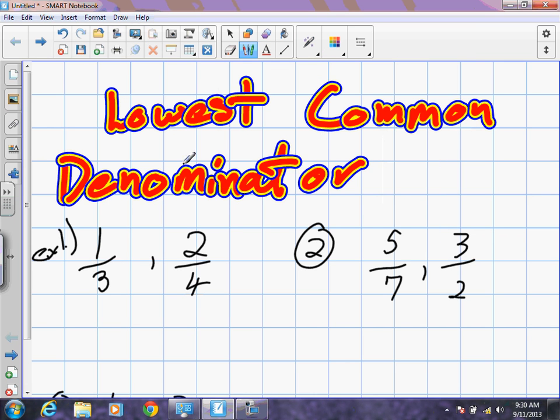We're going to go over lowest common denominators. Okay? And denominator is referring to the bottom of a fraction. The top of the fraction is called the numerator. But as a skill for adding and subtracting, we need to know how to find a common denominator. Now, technically, to add and subtract, it does not have to be the lowest. But it does make things simplest if we are able to find the lowest common denominator.